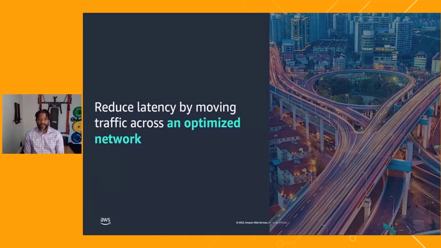Now, there are certain things we cannot change. One of those things is the universal constant, right? That speed of light. We can't make data move any faster. What we can do, however, is, one, we can bring content closer to end users. Now, let's say there's a player in Miami that is interacting with a server that's located in London.